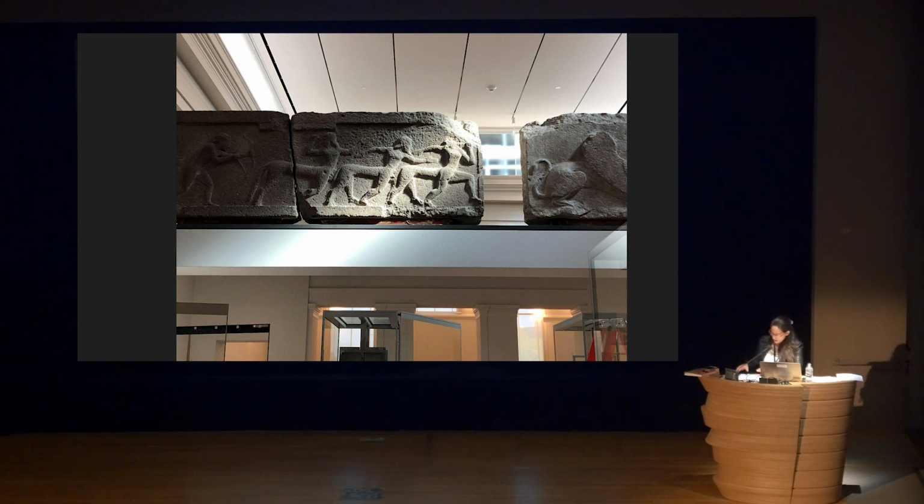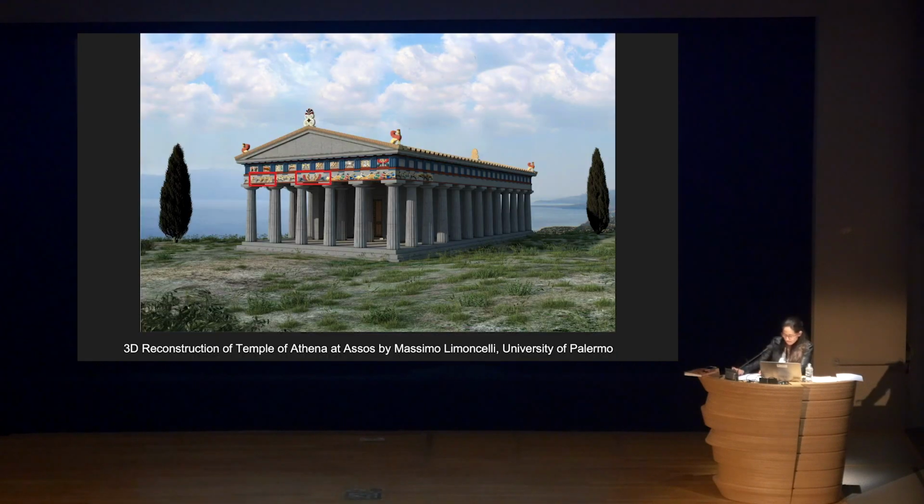In any event, to help people understand their location on the building and their original context, we commissioned this digital reconstruction of the temple by a digital archaeologist named Massimo Limoncelli of the University of Palermo, and it calls out their original location on the east facade of the temple.